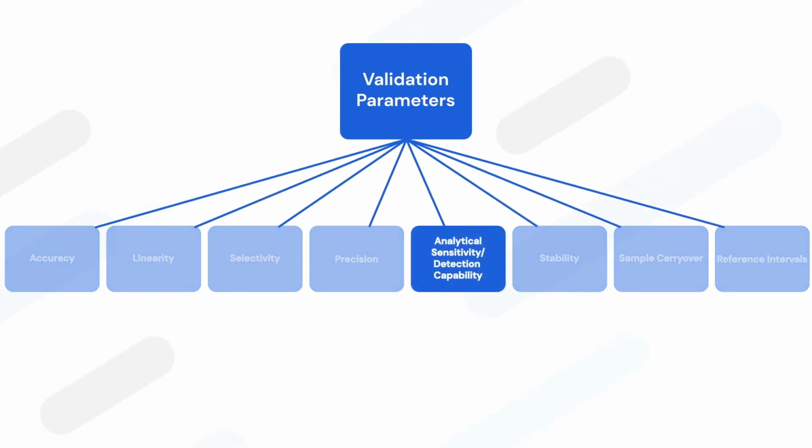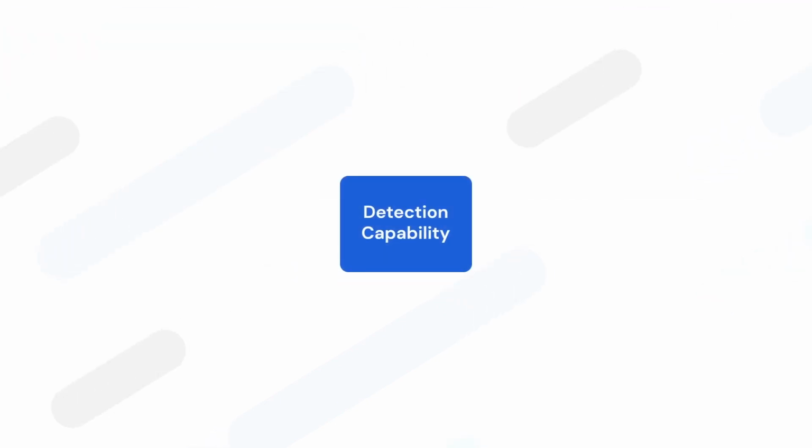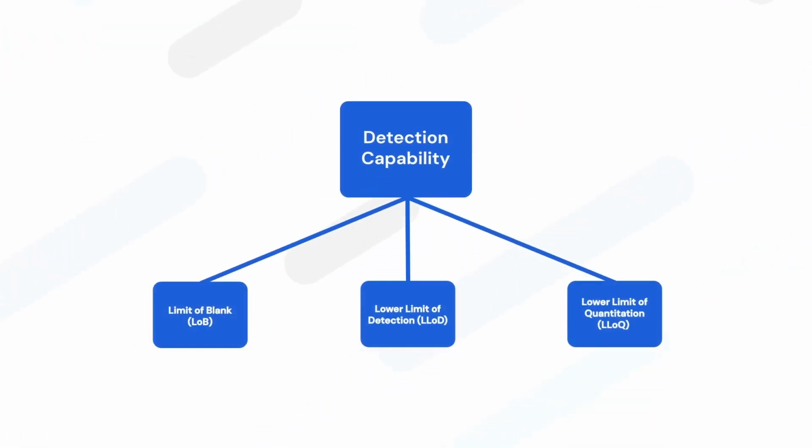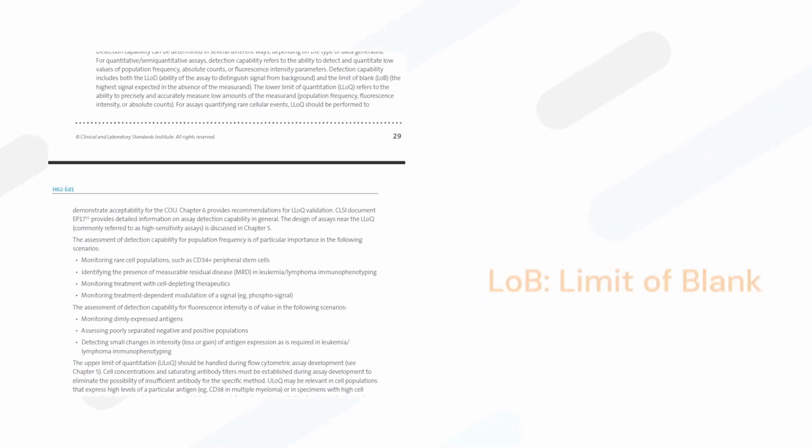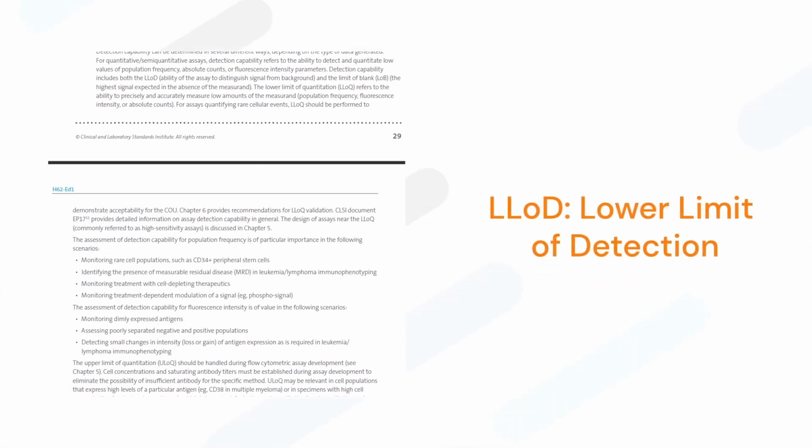Detection capability is one of the standard validation parameters for flow cytometric methods. Detection capability encapsulates a set of performance attributes used to characterize measurement accuracy and precision at the low end of measuring intervals. An assay's LOB is the highest signal obtained in the absence of the measurand, whereas LLOD is the lowest amount of measurand consistently detected.